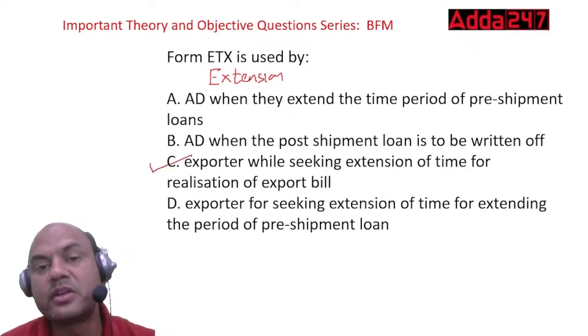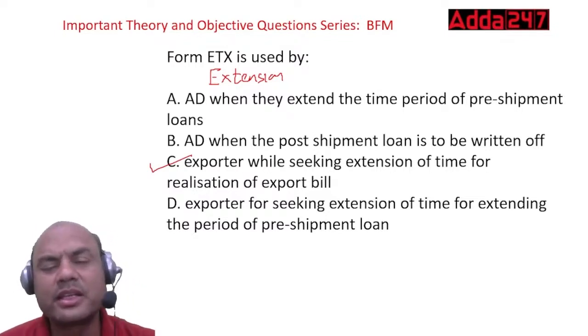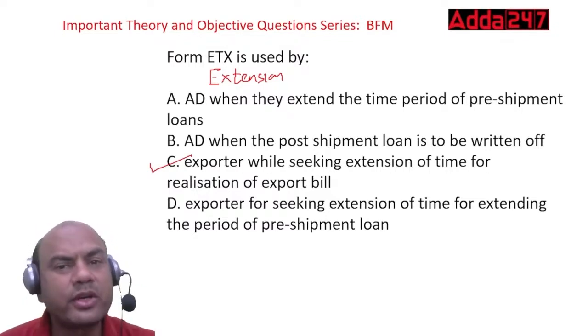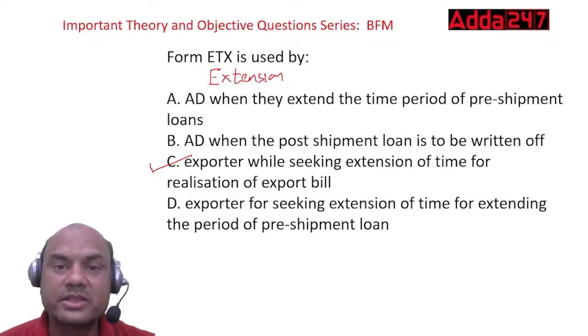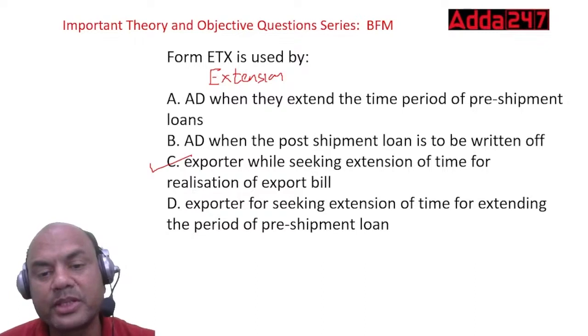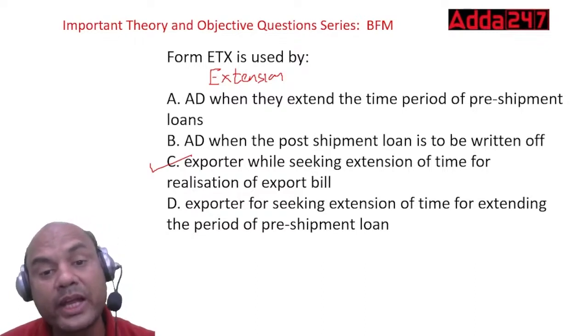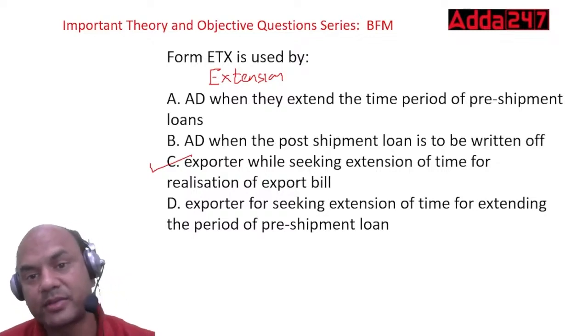Whenever your export bill is not realized within the time, now what is the time period? It is generally, earlier it was 12 months. Now because of that COVID, RBI started 15 months. So if your bill is not realized within 15 months, then you'll have to submit the ETX form to RBI through the AD, means through the bank.